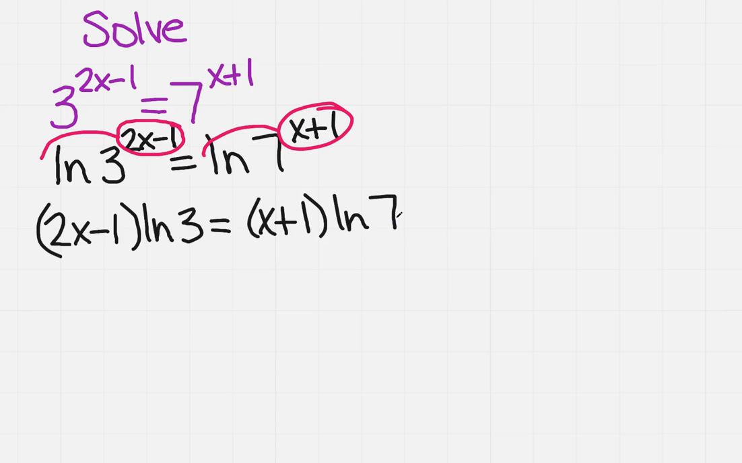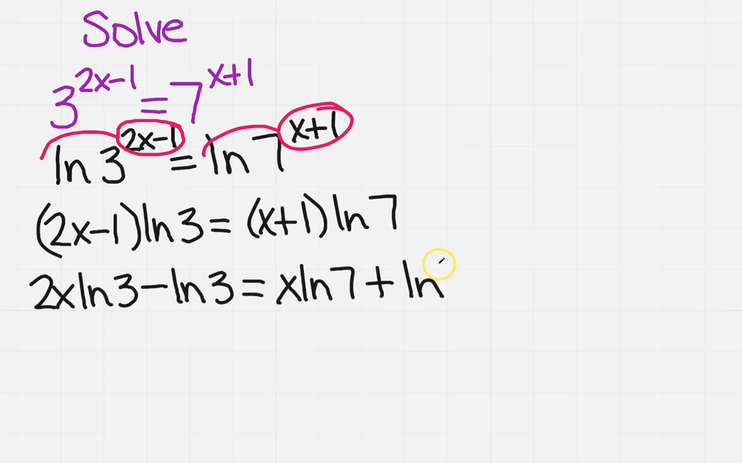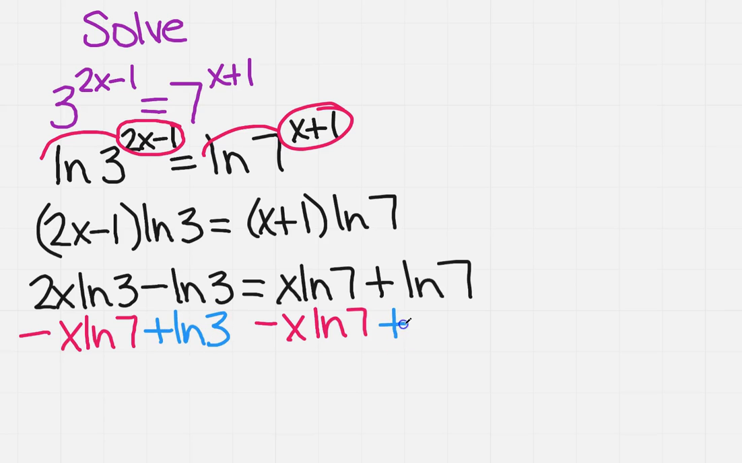Now, I've got to get x's all by themselves. So in order to do that, I'm going to have to distribute on each side. So this would become 2x ln of 3 minus the ln of 3 equals x ln of 7 plus the natural log of 7. Okay, I'm making progress, right? Now I've got x's hanging out and I've got just regular terms hanging out. So let's get all of our x's on one side. So I'm going to subtract x ln 7 from both sides. And then I'm also going to add ln of 3 to both sides.